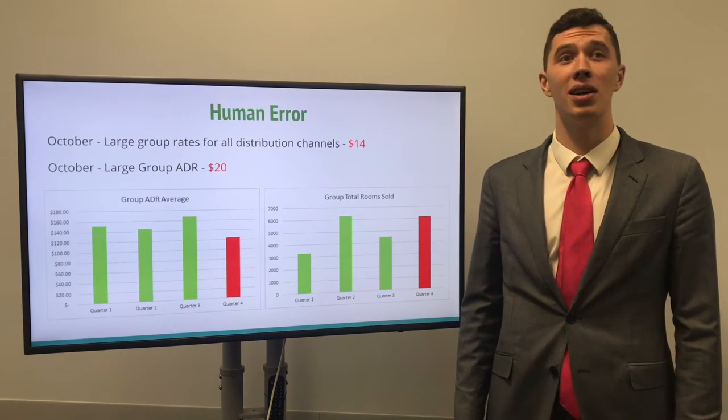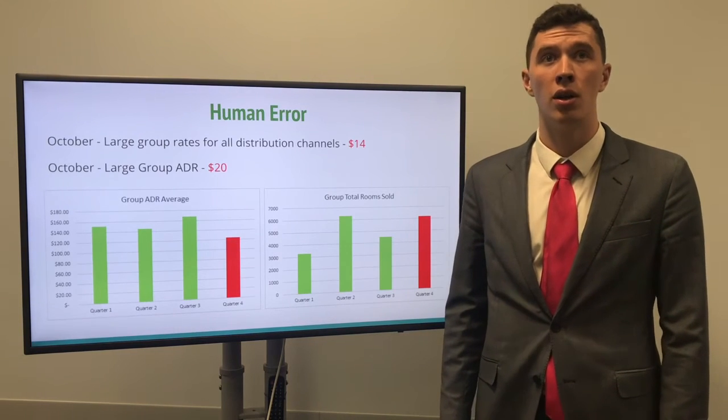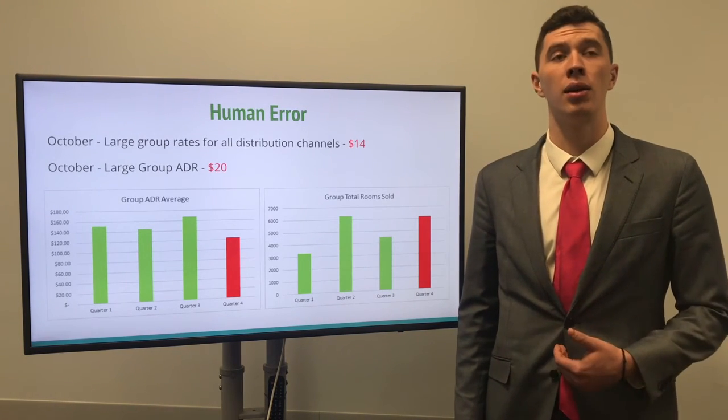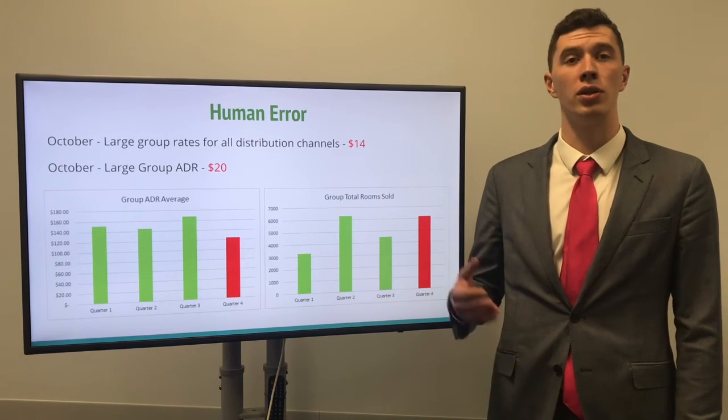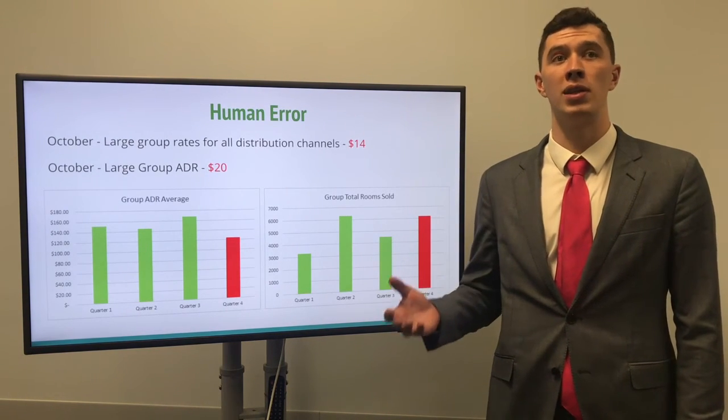As you can see, our ADR was of course the lowest of all the quarters because of the mistake. And our total rooms sold for groups this quarter was of course a lot higher due to the incredibly low rate we mistakenly offered.